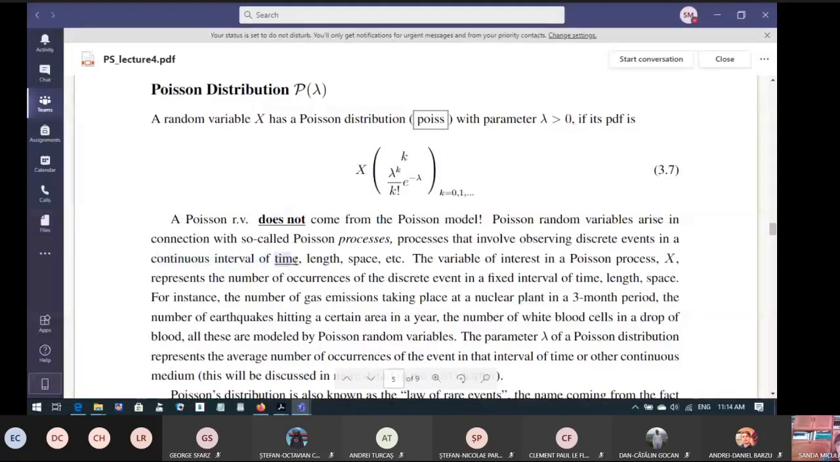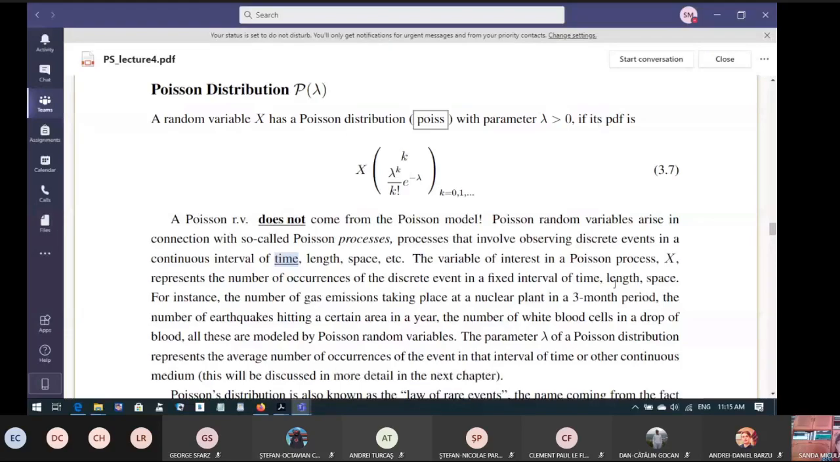I underline time because most of the time that will be an interval of time: the number of discrete events that occur in a given interval of time. But it's not necessarily only time. It's something that is measured continuously, so we can talk about an interval of that quantity. Then the variable that has a Poisson distribution is that number of occurrences of that discrete event in the fixed interval of time, length, or whatever that is.